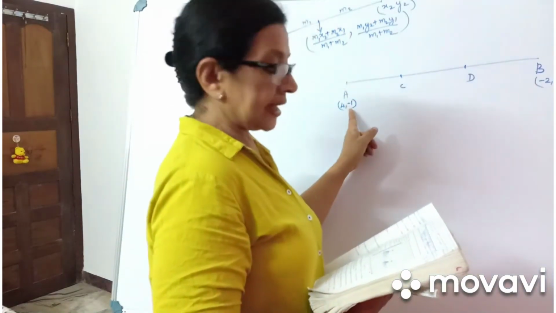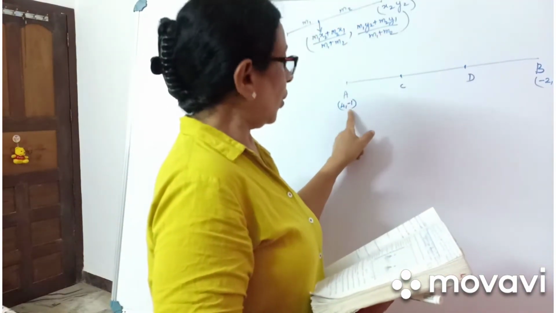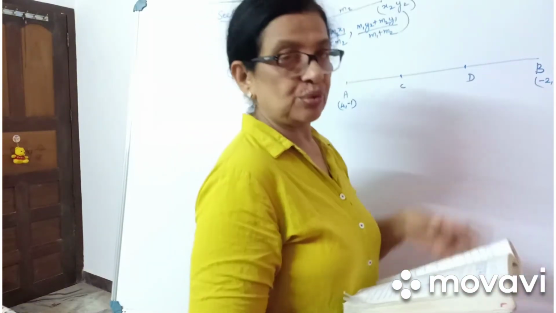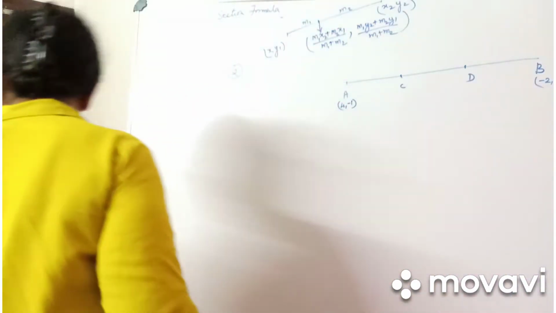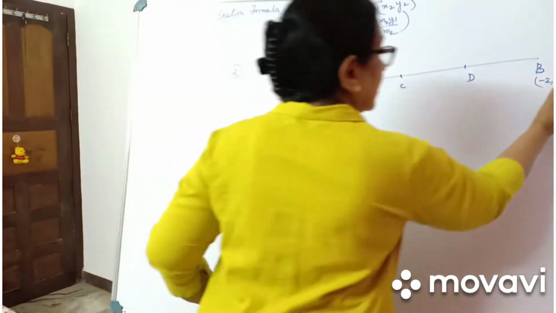Find the coordinates of the points of trisection of the line segment joining (4, -1) and (-2, -3). Okay? (-2, -3).